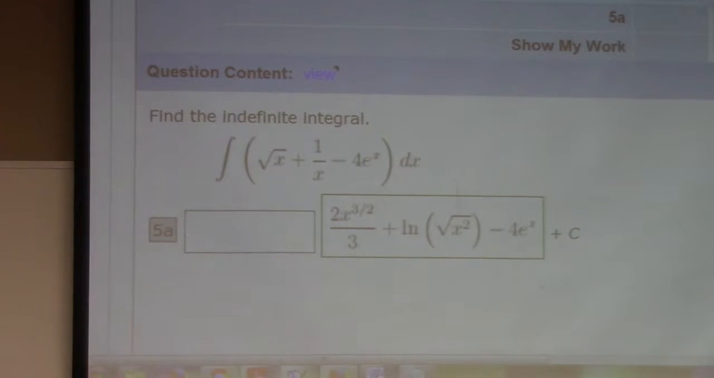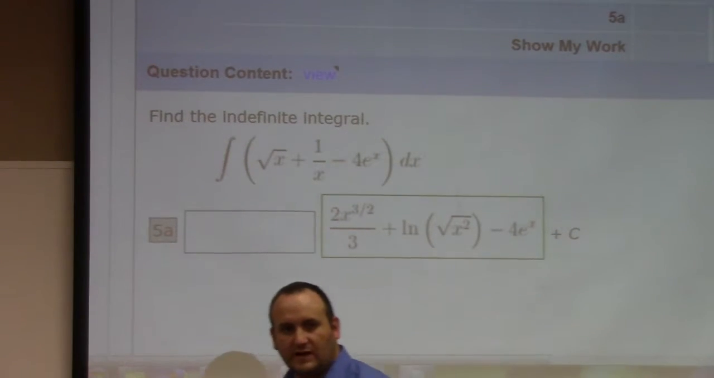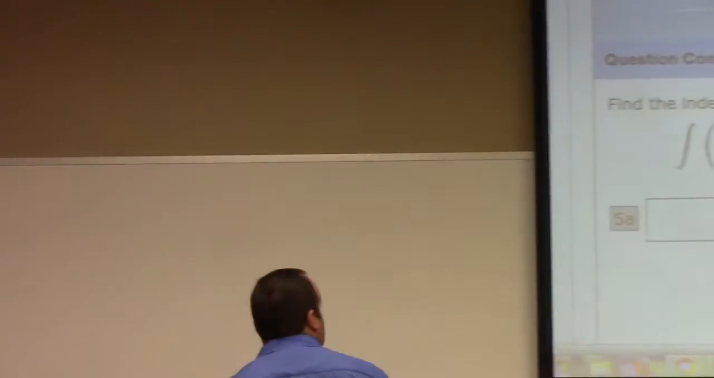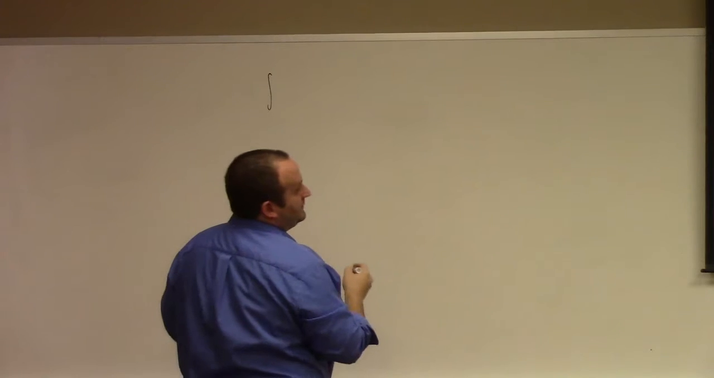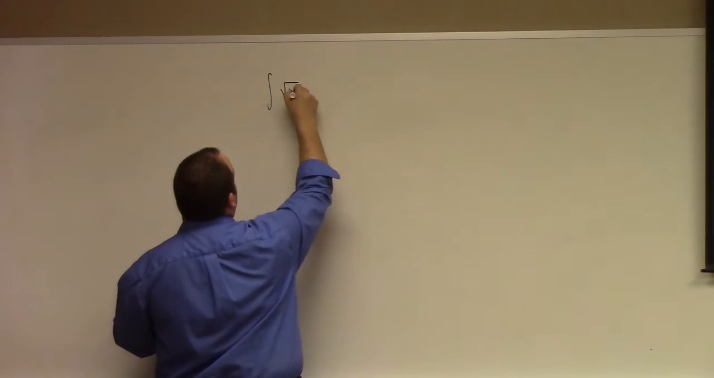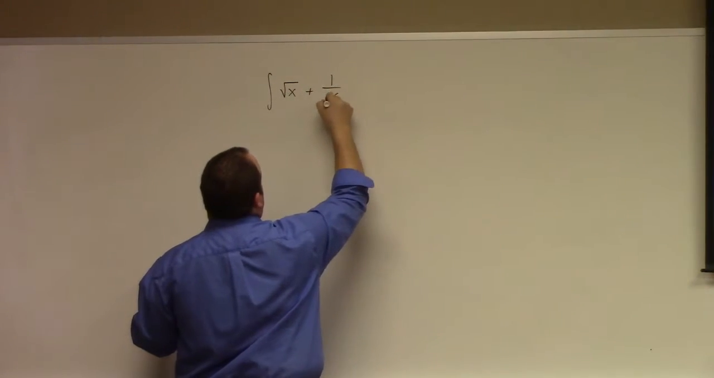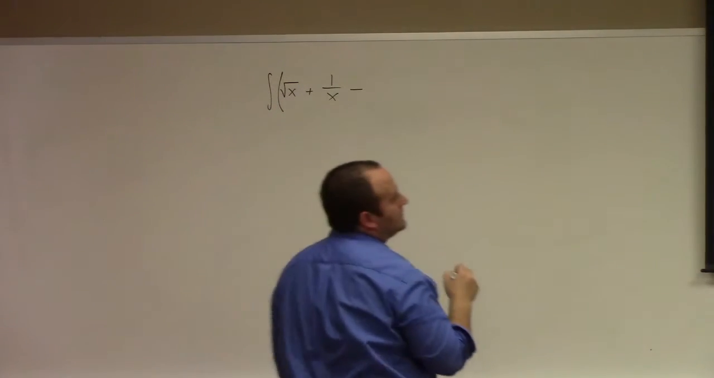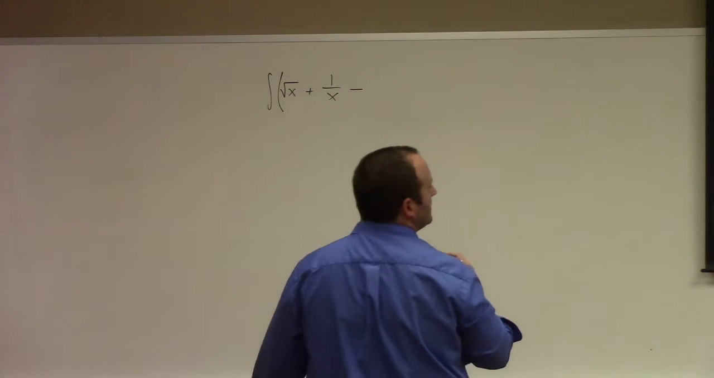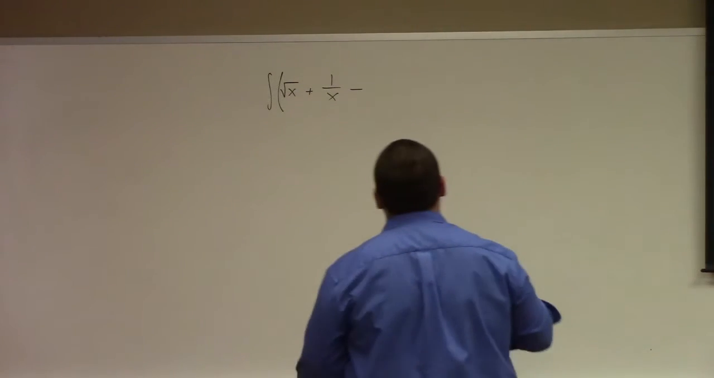All right, so I guess your question is how to work this out. We have the integral of the square root of x plus 1 over x, put some big parentheses, minus 4e to the x.